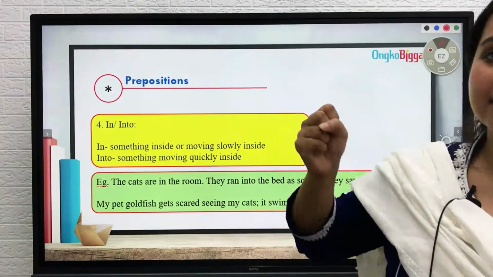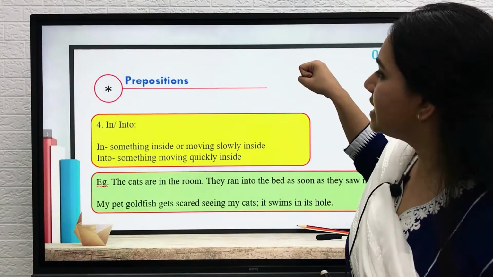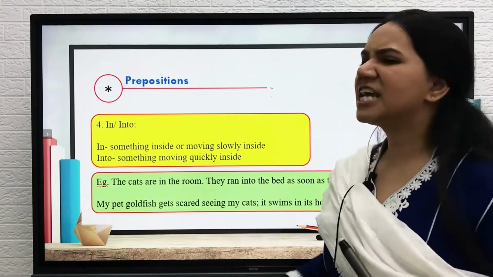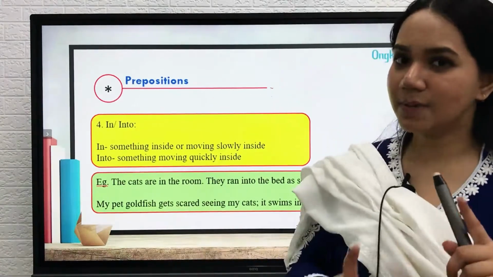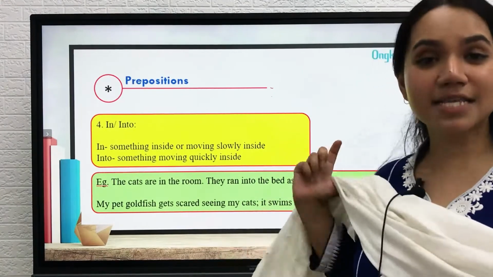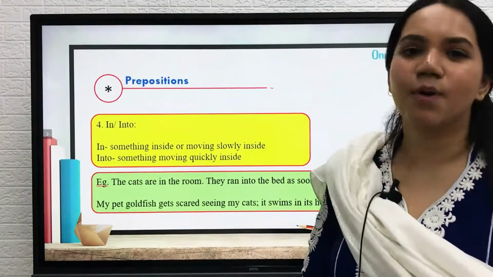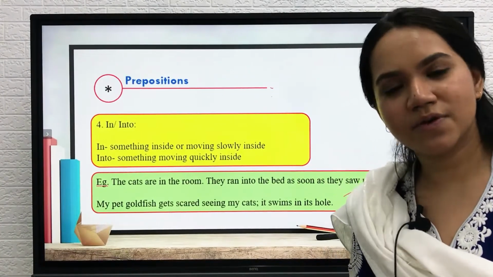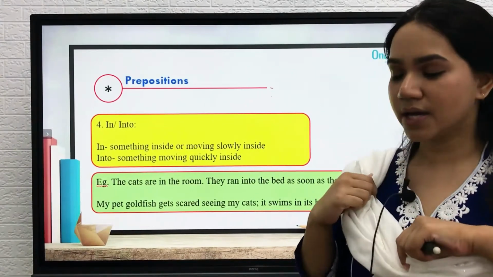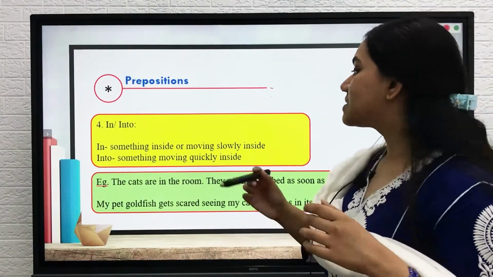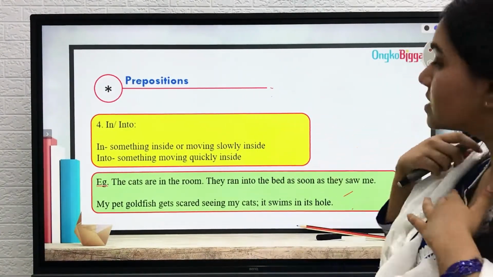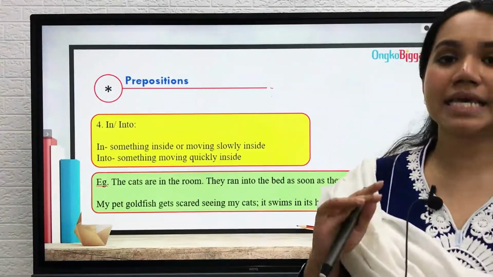If I'm punching this board slowly, I'll say I am punching in the board, okay? But if I punch this really fast, I'll say I'm punching into this board. So I hope you've understood this difference, that this difference is mainly focused on speed, okay? If I say that there is something that is moving inside, that is already inside, or it is moving slowly inside, then I'll use in.